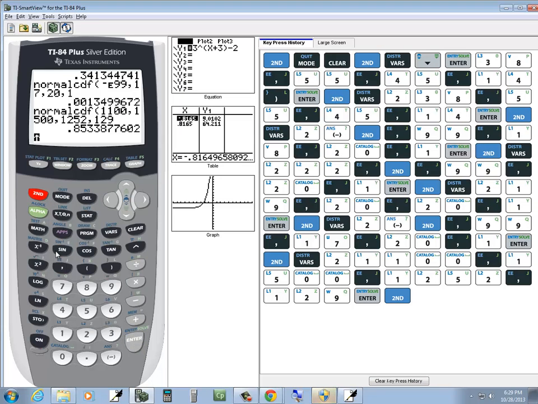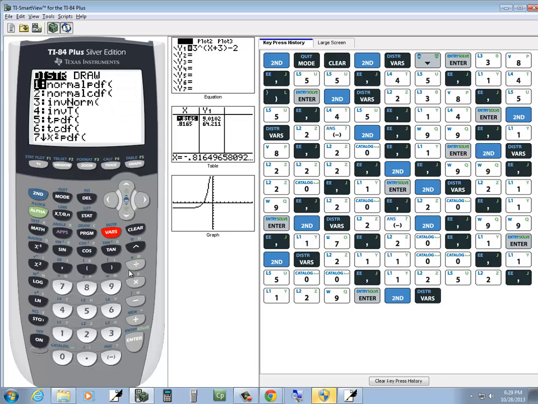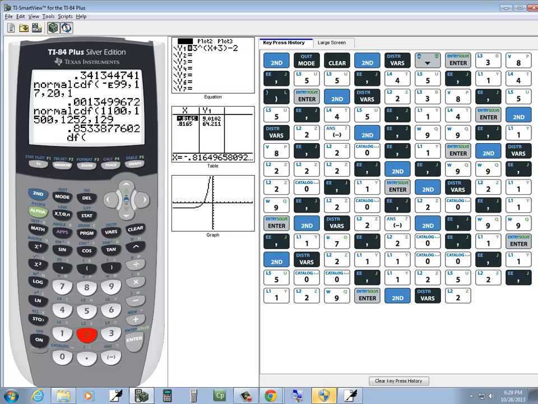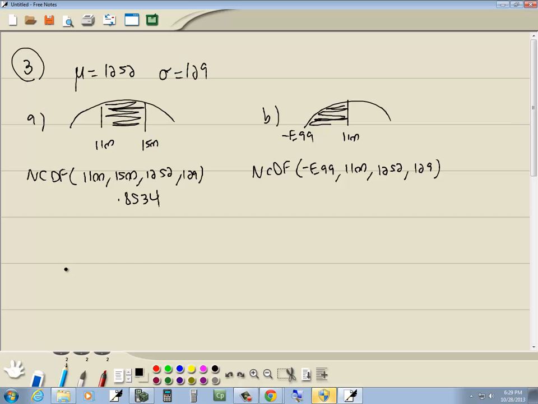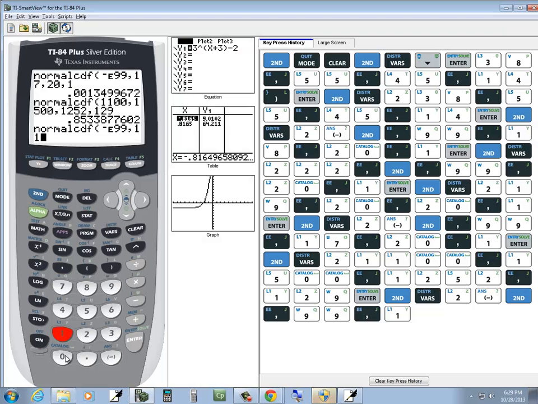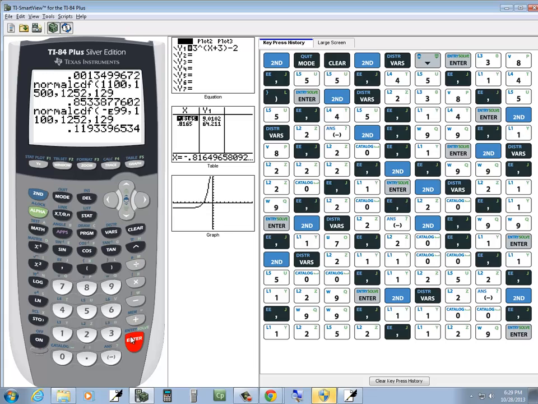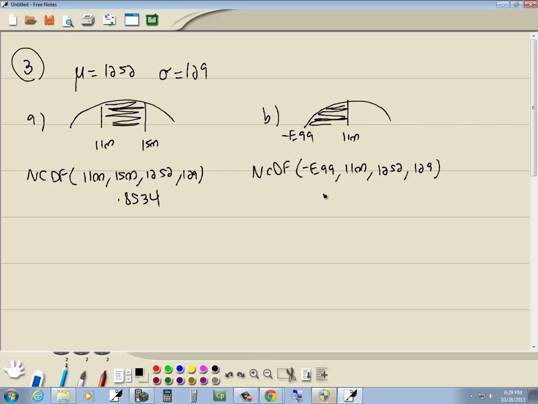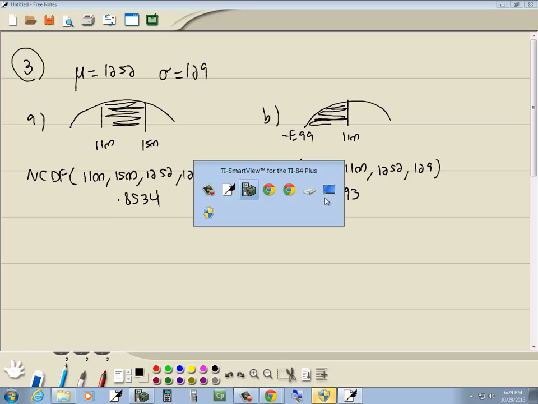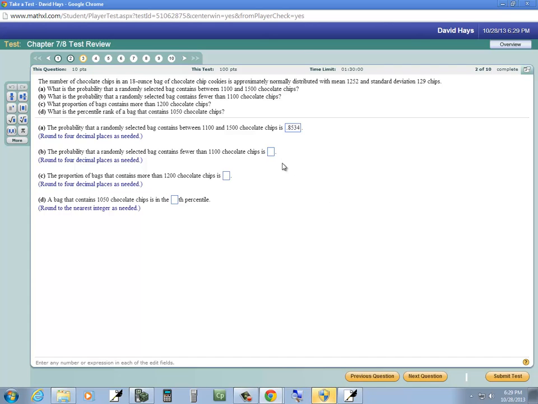So do 2nd VARS, normal CDF, negative 2nd comma 99, comma 1100, comma 1252, comma 129. Enter. 0.1193. So 0.1193.